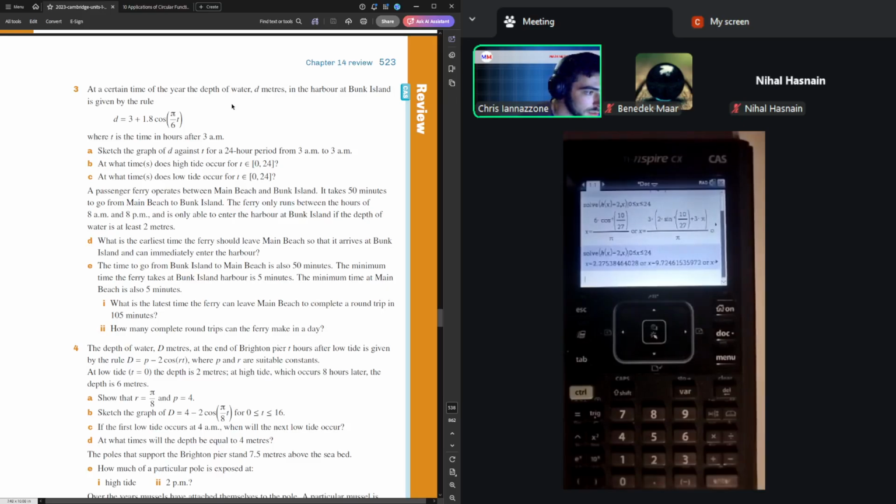The other aspect here is not all of these t values are valid. Right? The ferry only runs between 8 AM and 8 PM. And so that means if some of our t values fall out of that range, which they will, we can't use those. Like for instance, this t equals 2 here. T is a time of hours after 3 AM.